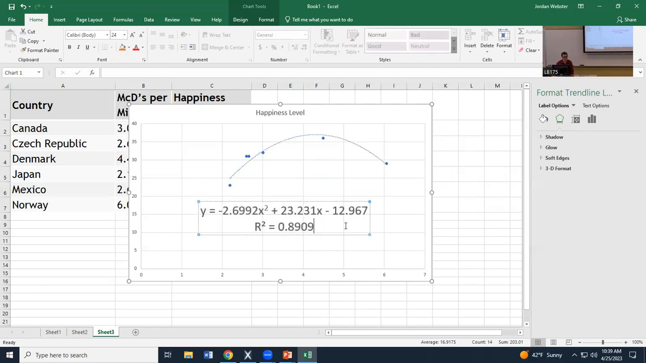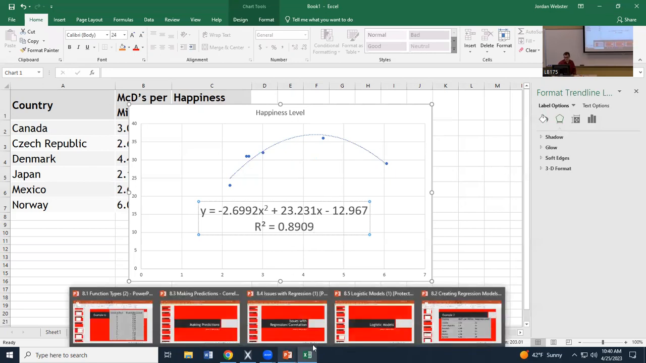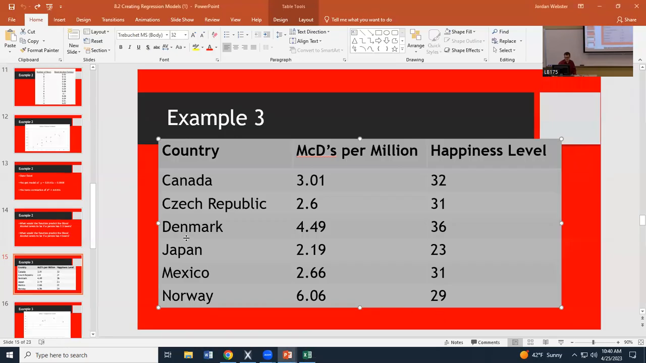There you go. So now we have a quadratic equation for these data. And notice that the R squared is about 0.8909. It's a pretty ugly quadratic equation, though, isn't it? Ugly is in terms of we get ugly coefficients. All right. But not real tough to deal with. Pretty easy to deal with, in fact.